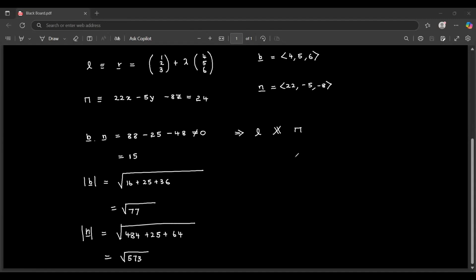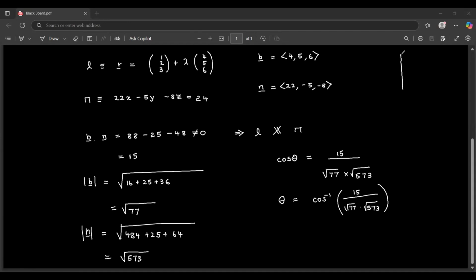So the angle between these two vectors: let's say the angle between b and n is theta. So cos theta equals 15 over square root of 77 times square root of 573. So theta equals cos inverse of 15 over square root of 77 times square root of 573. What we have found is the angle between b and n, and since the ratio is a positive number, we can say this is the normal vector, this is the direction vector, and this is the angle theta.